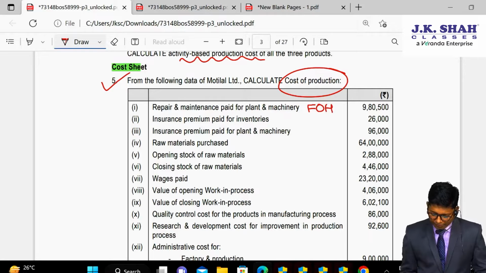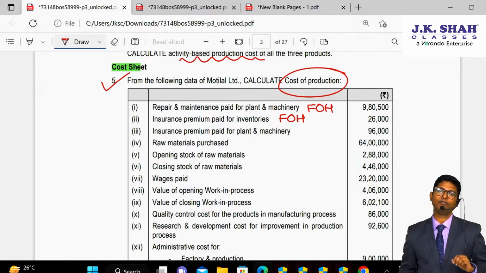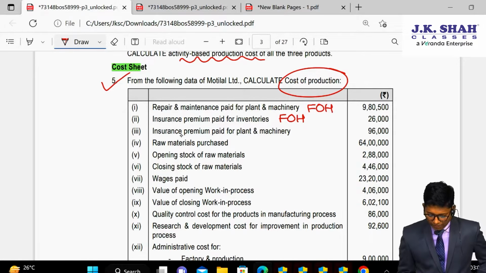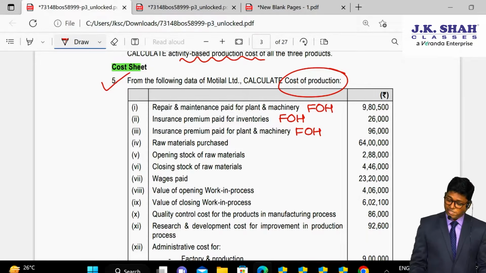Insurance premium paid for inventories. Inventories related insurance we always record in factory because conversion of inventory takes place in factory. Insurance premium paid for plant and machinery. Plant and machinery related all the expenses are factory only.